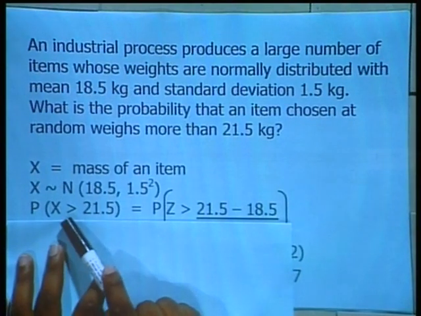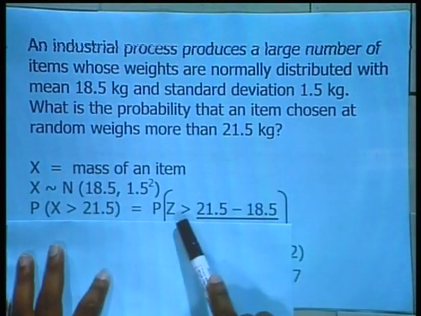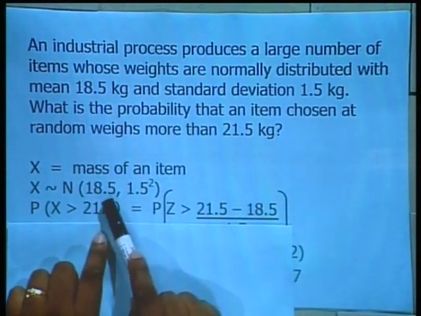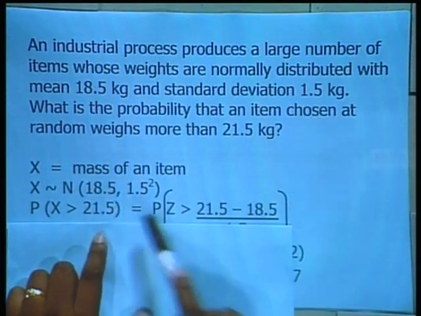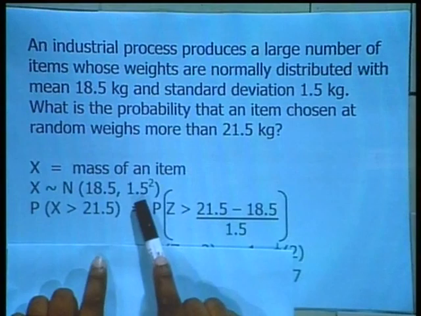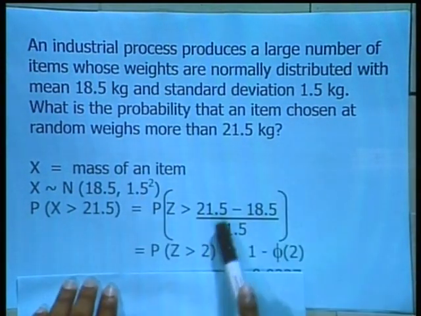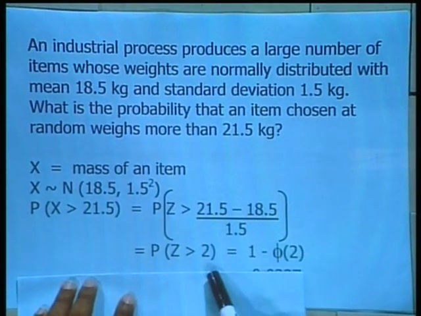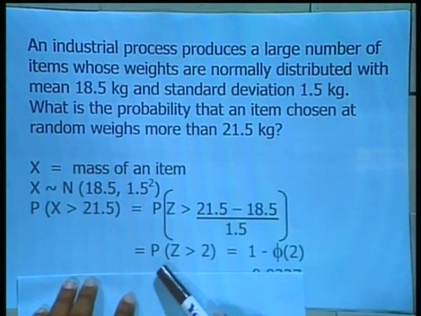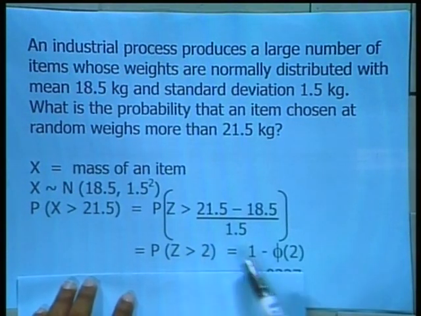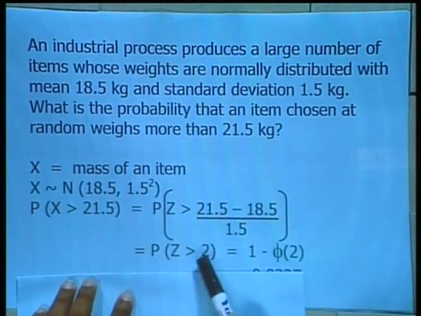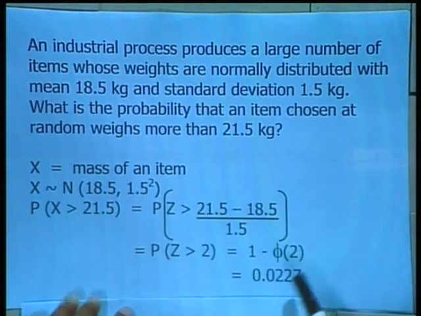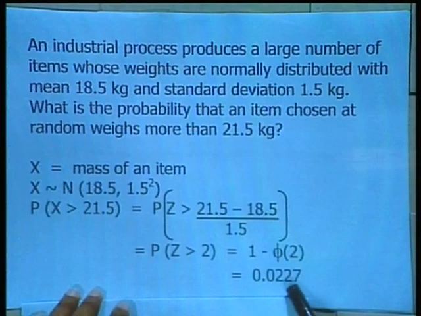So we need to transform it, map it onto the standard normal variable. Mapping it results in 21.5 minus the mean, 18.5, divided by the standard deviation, which is 1.5. So 21.5 minus 18.5 divided by 1.5 gives us 2. So we have to calculate probability Z is greater than 2. Greater than, so it becomes 1 minus phi of 2. Phi of 2 can be found from the statistical table, which gives us 0.0227.